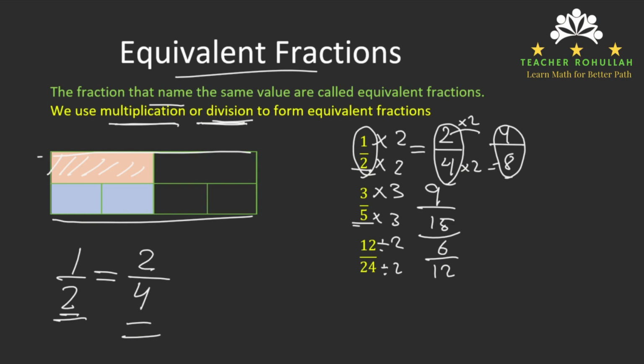We can still use division to form equivalent fractions of 6/12. Again, we can divide by 2, or this time we can divide by 3 also. But both the numerator and the denominator should be divided by the same number. 6 divided by 3 is equal to 2, and 12 divided by 3 is equal to 4. So 2/4, 6/12, and 12/24 are all equivalent fractions of each other because they name the same value.